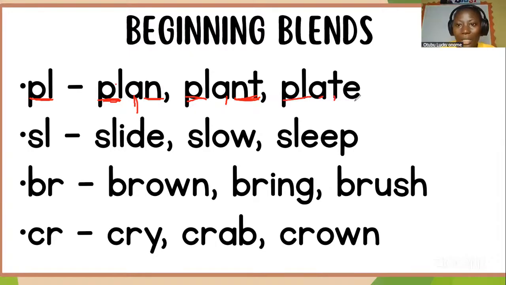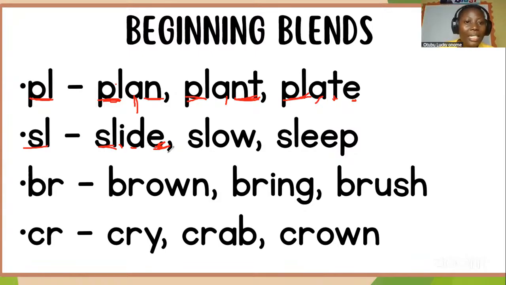This E here is silent. Plate. S and L says sl. We have it in words like slide. The E here is silent. All these silent letters are silent only when we are pronouncing or reading. But when we are writing, they must be there.